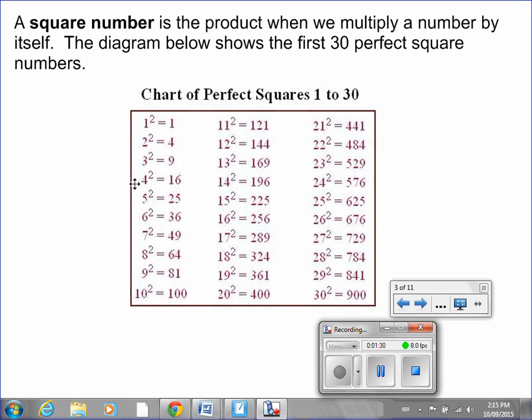You might want to put this video on pause. Again, not to study all 30 perfect squares, but I'd say at least the first 12 we should really work on memorizing. It'll help us with our work later on.